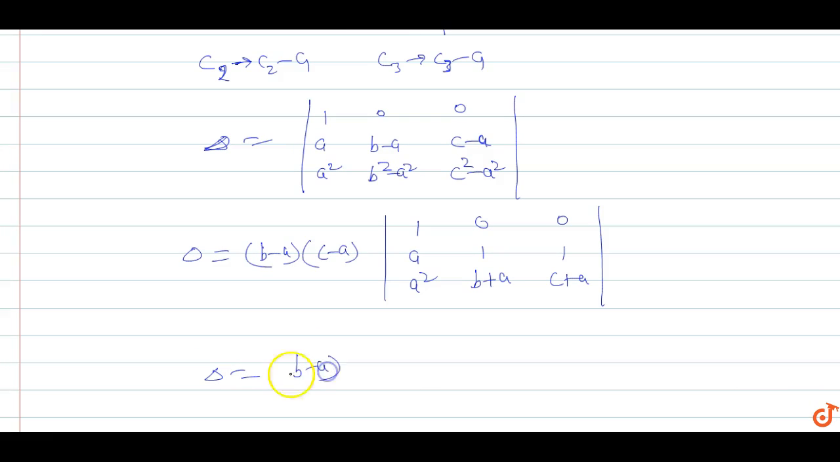b minus a into c minus a. Now we expand along R1. Because two elements of R1 are equal to 0, along 1 this will become c plus a minus of b plus a, so a cancels out, so this will become b minus a into c minus a into c minus b.